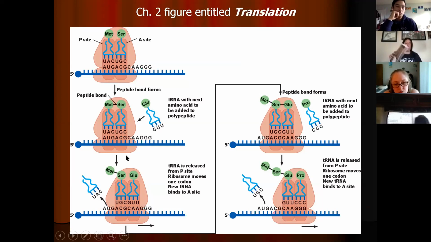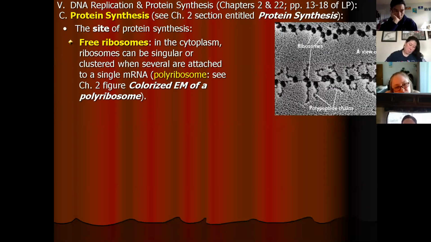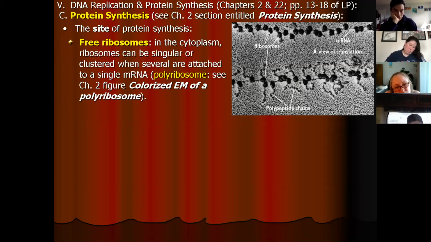Serine, which was in the A site, is now in the P site. Now there's room for glutamate. This is going to be the 3rd amino acid. Before it shifts again, it's going to break this bond, form a new peptide bond. Then it shifts 3 nucleotides so that glutamate, instead of being in the A site, is now in the P site. That is elongation.